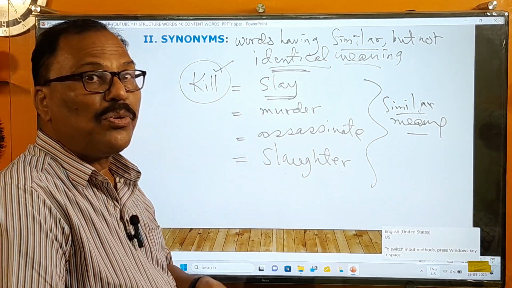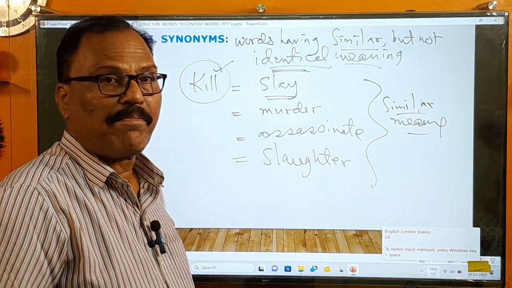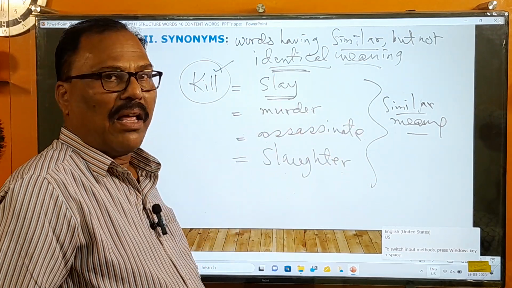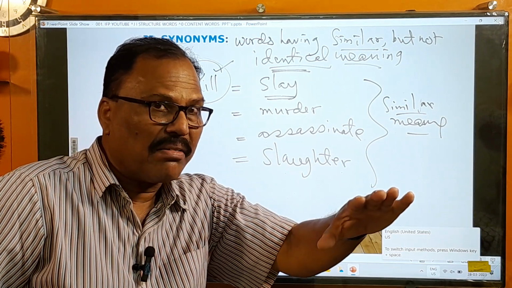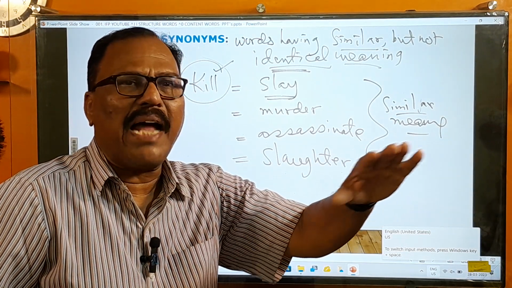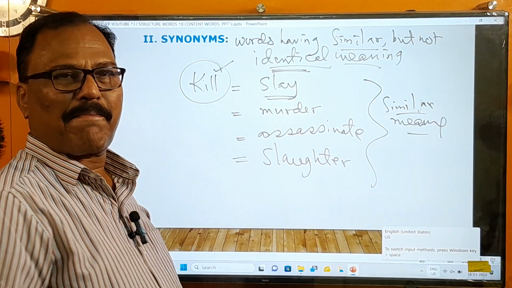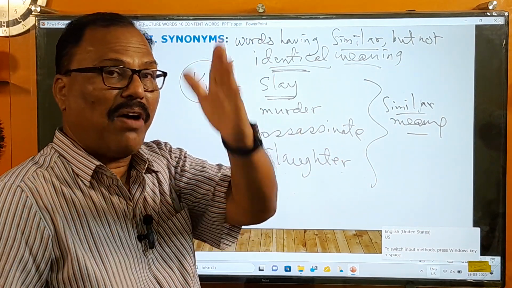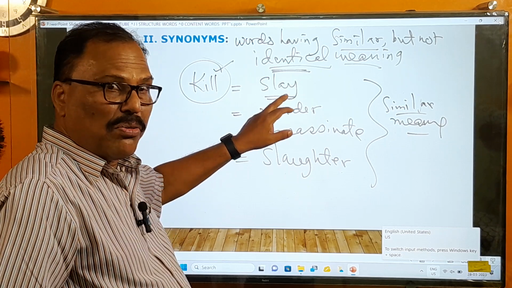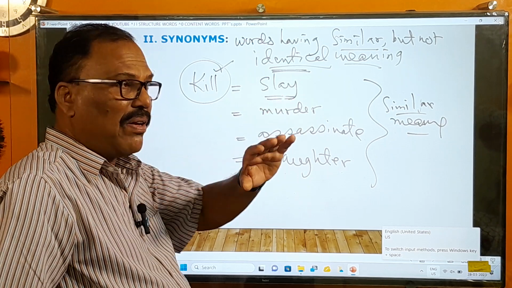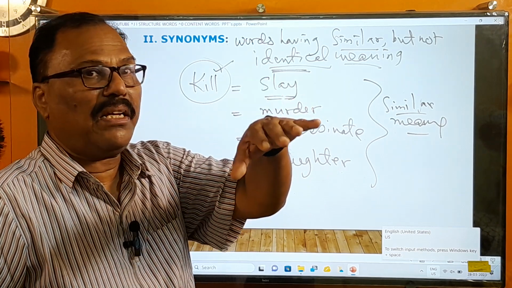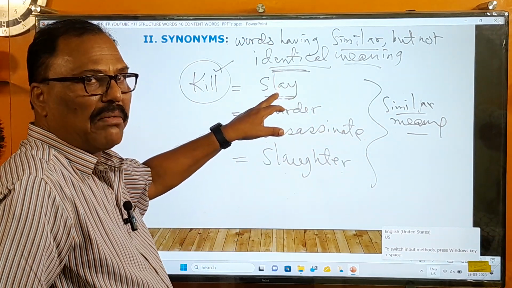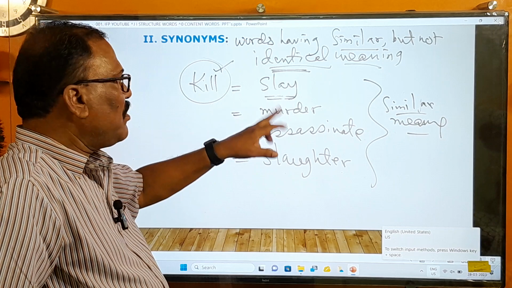Slay means it is used only in the battlefield. When people are killed in the battlefield, they are slain. Abhimanyu had slain many people on the battlefield of Padma Vyuha. Slay, slew, slain are the forms. Slay is used whenever somebody kills somebody in the battlefield. It is also killing, but it's used in that way.